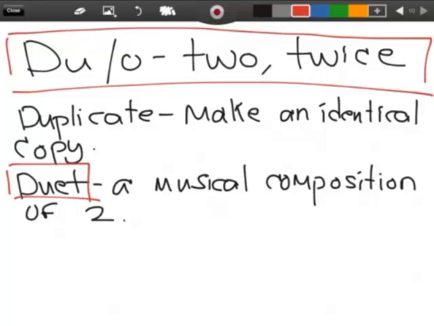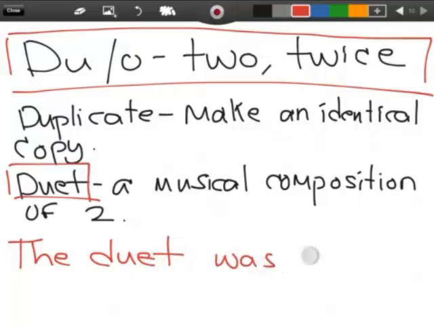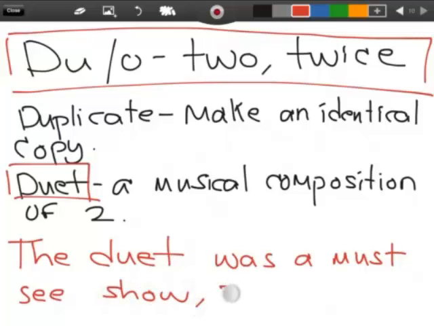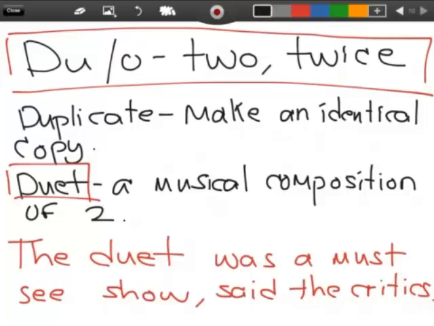And I'm going to use duet in a sentence. I'm going to say, the duet was a must-see show, said the critics. I'm going to read this to you now. The duet was a must-see show, said the critics.